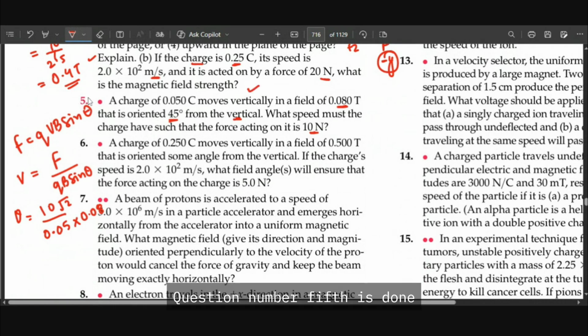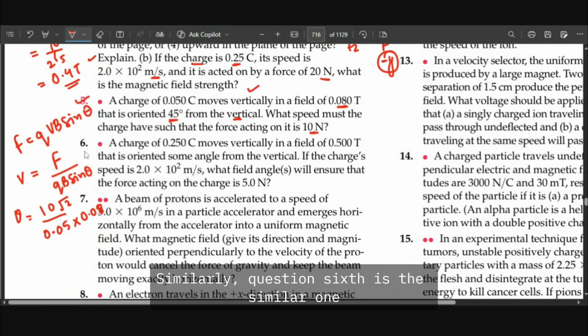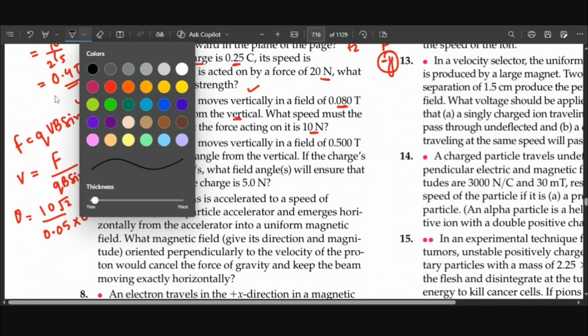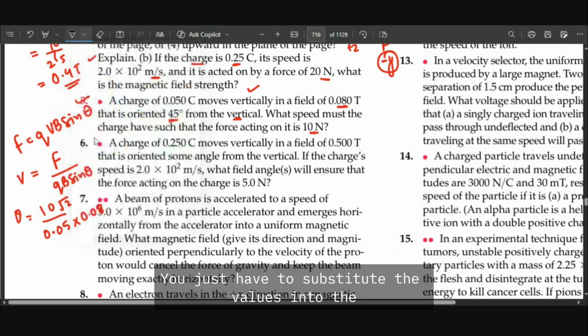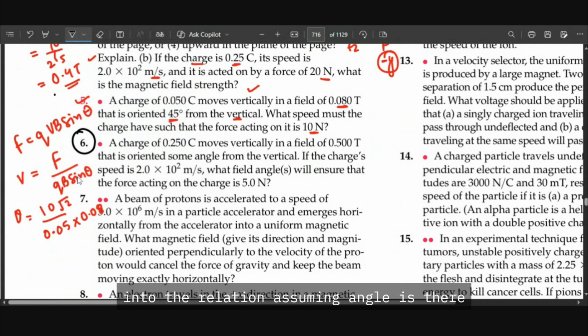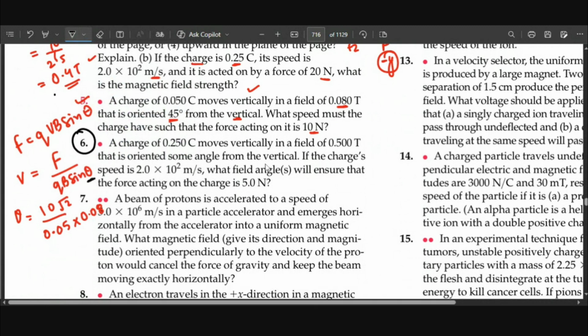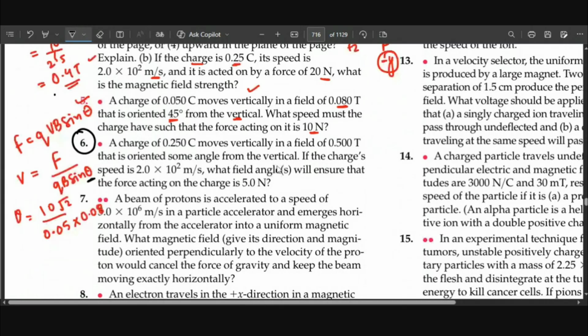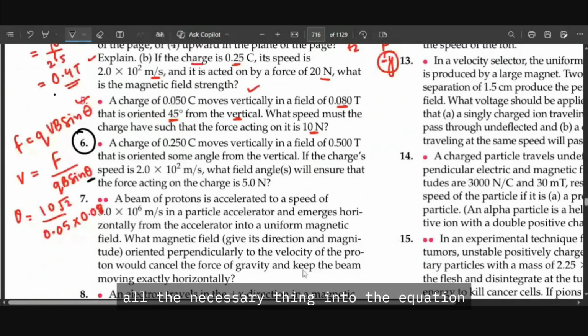Question number five is done. Similarly, question six is a similar one. Completely the same question, no changes. You just have to substitute the values into the relation, assuming the angle is there, because in that case we actually have to find the angle only. So you can just put all the necessary things into the equation and you'll have the angle.